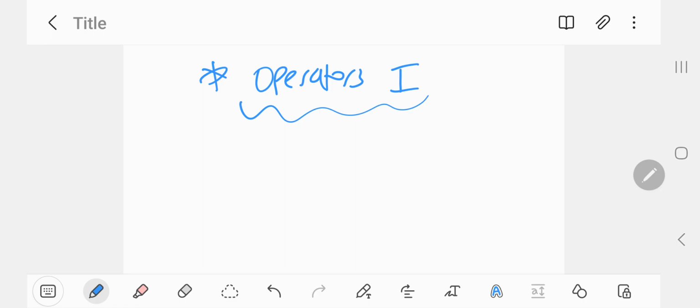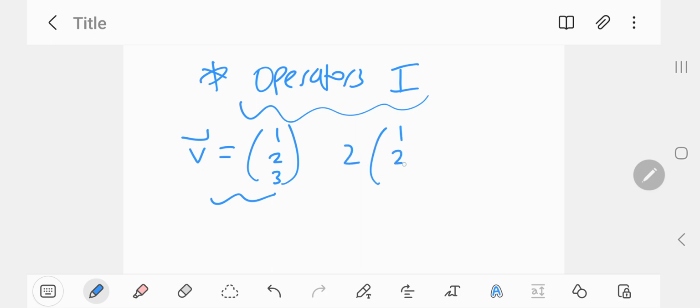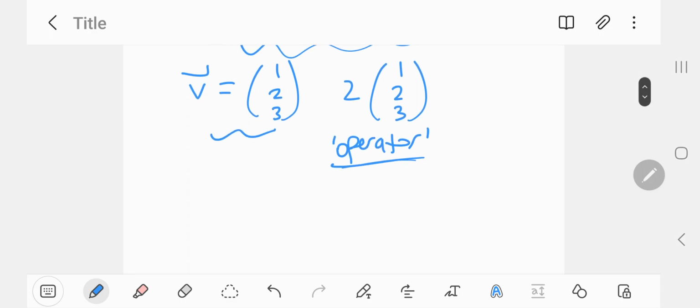As I mentioned before, the stretching of a vector, let's suppose I have a vector v, which looks like this in column form. The operation of stretching this vector along a particular direction causes its length to become doubled. If I multiply this vector by 2, I'm doubling its length. This can be expressed as an operator.